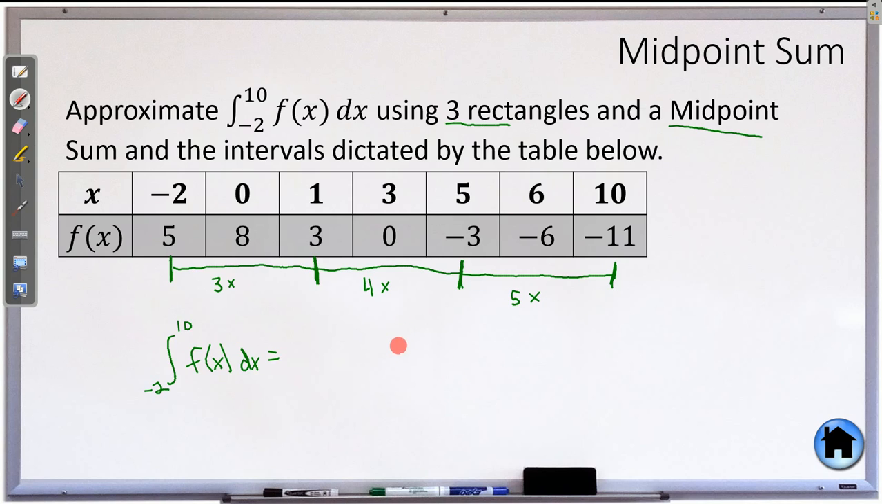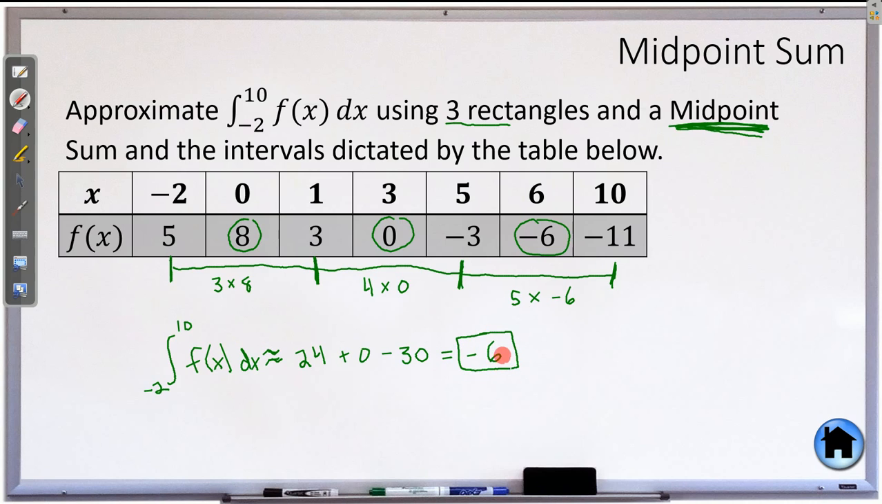Now, how tall are these rectangles? Well, because we're using the midpoint, the height is going to be the middle number. So our middle number is 8, our middle number is 0, and our middle number is -6. So this integral will be approximately equal to 24 plus 0 minus 30. So it looks like -6.